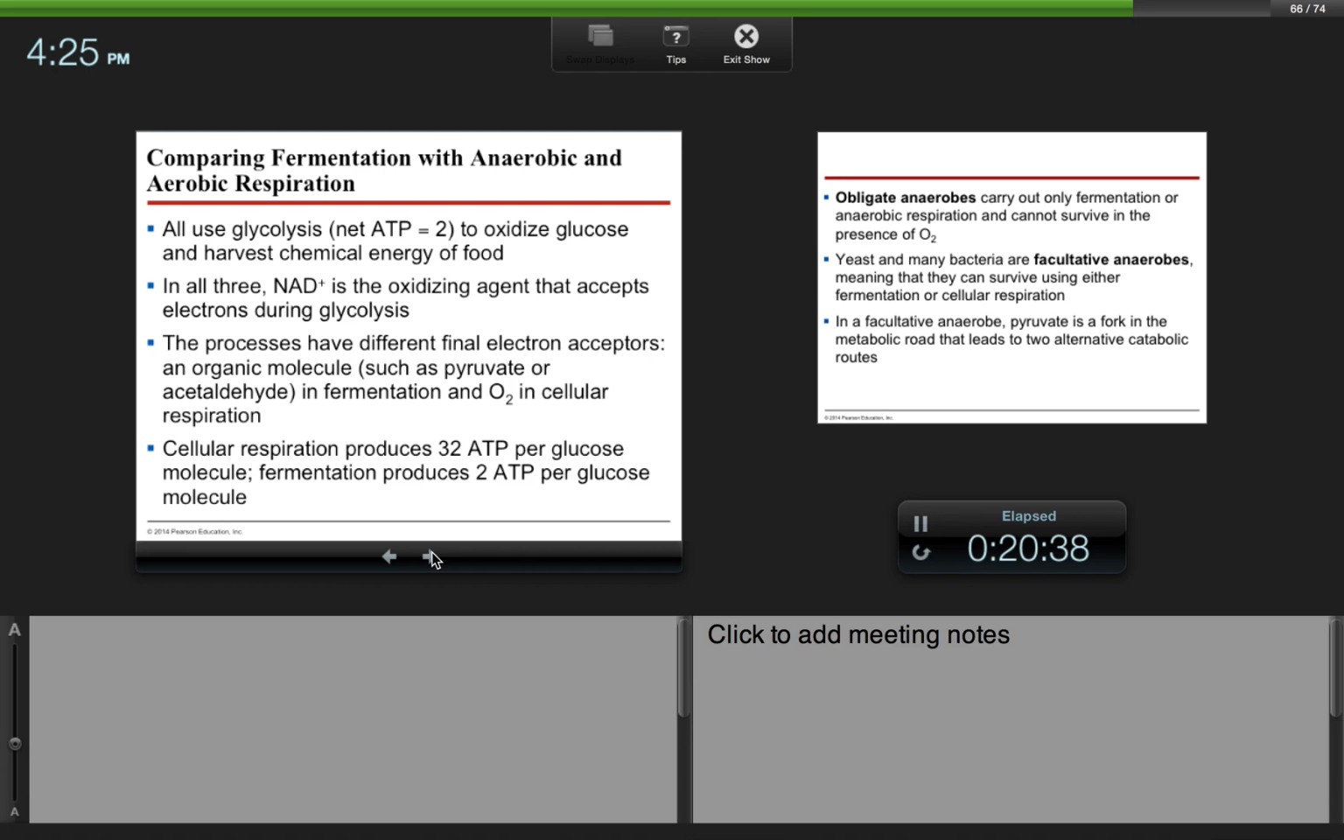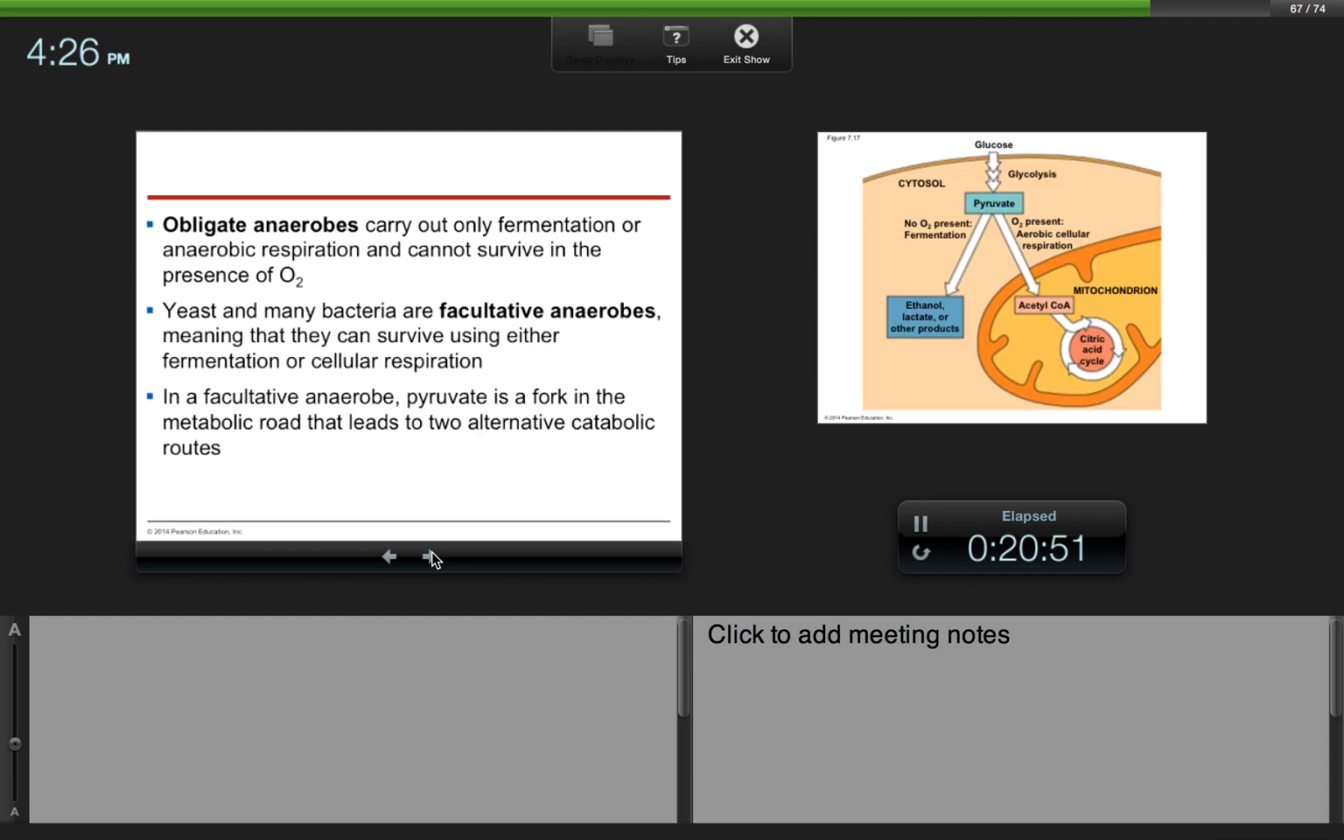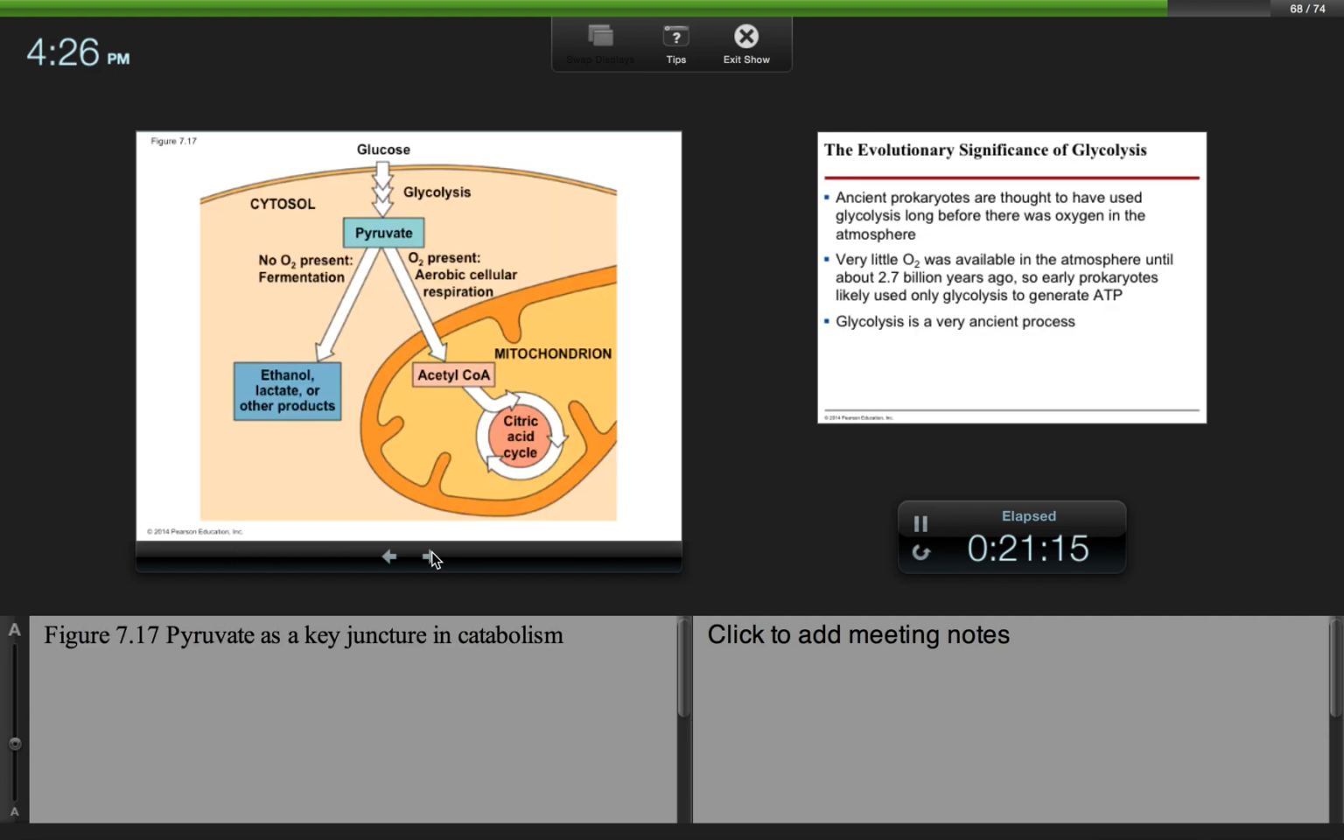So it's a much more efficient process because it is able to fully break down glucose and generate about 32 ATP, whereas fermentation only produces 2 ATP per glucose molecule. Obligate anaerobes carry out only fermentation or anaerobic respiration, and cannot survive in the presence of oxygen, so they're poisoned by oxygen. Yeast and many bacteria are facultative anaerobes, meaning they can survive either using fermentation or cellular respiration. In a facultative anaerobe, pyruvate is a fork in the metabolic road that leads to two alternative catabolic routes.